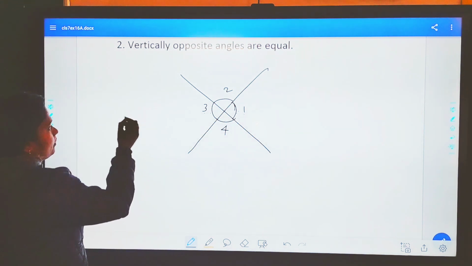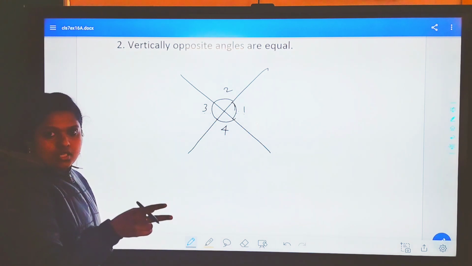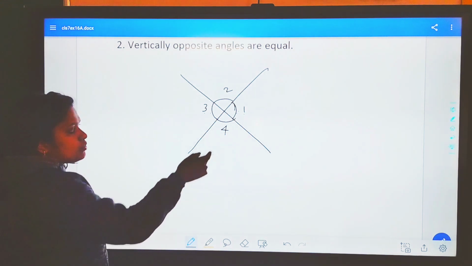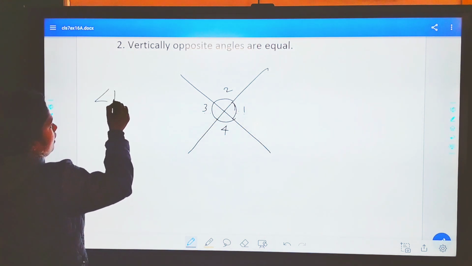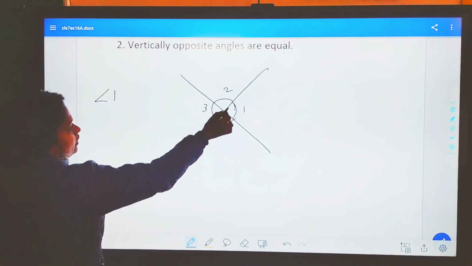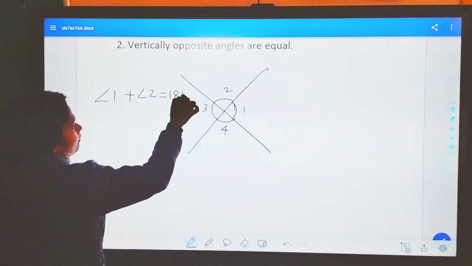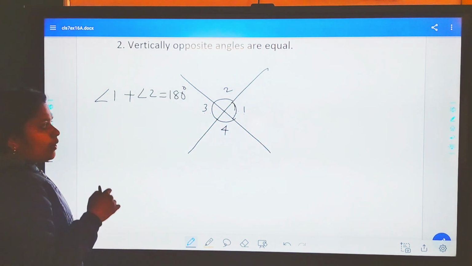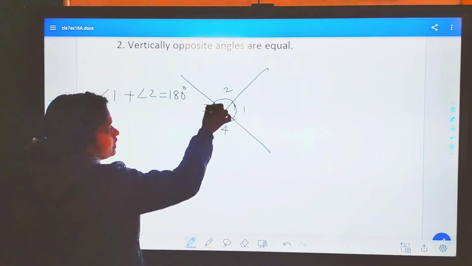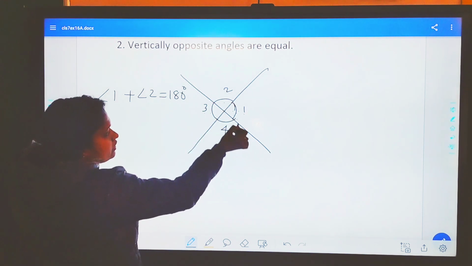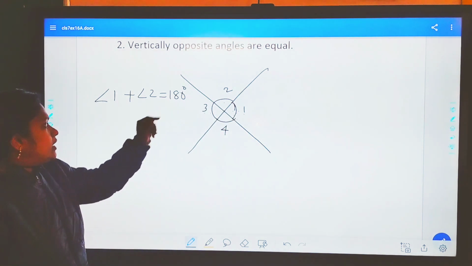We are checking the property. The first property says that if you take two adjacent angles, the sum of these two adjacent angles is 180. The same thing: angle 1 plus angle 2 is equal to 180 because of the first property, because they are on the straight line. The first angle and the second angle are on the straight line, so the sum of these two angles is 180 degrees.